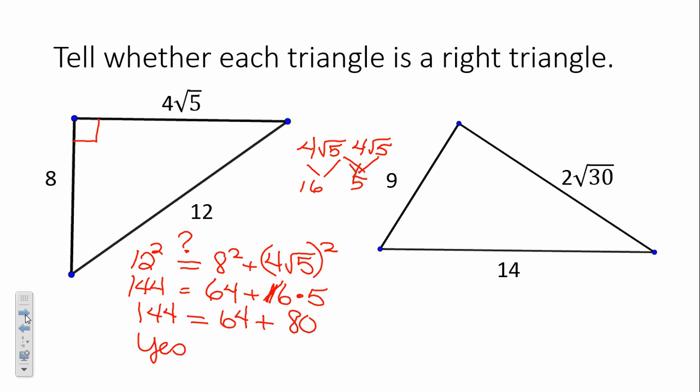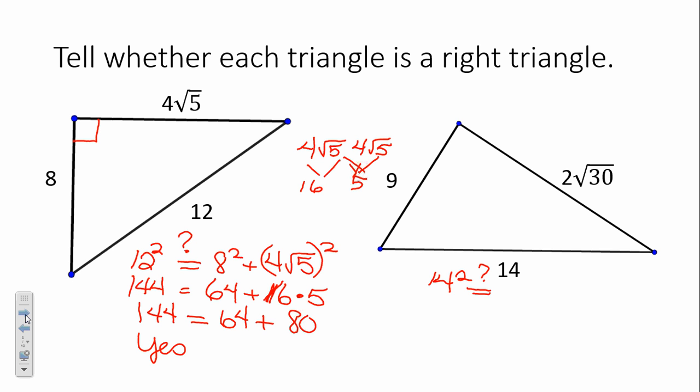Okay, so 2 square roots of 30. What do you think? Is that the longest side? Let's think about it. Square root of 30 is not quite 36, more than 25, right? So the square root of 25 is 5. The square root of 36 is 6. This is somewhere between 5 and 6. So 2 square roots of 30 is somewhere between 10 and 12. Is that the longest side? No. Okay. So 14 is our largest side.